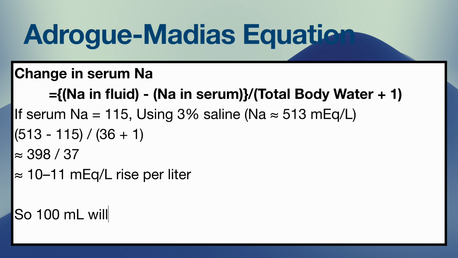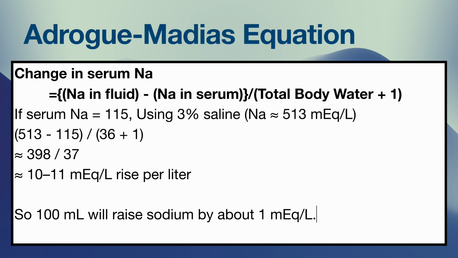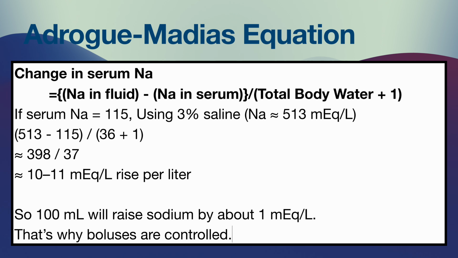So we don't give a liter of 3% NS, we only give 100 ml at a time. So we'll be raising sodium by only 1 or 1.1. And that's why boluses are controlled, but you still need to monitor very cautiously.